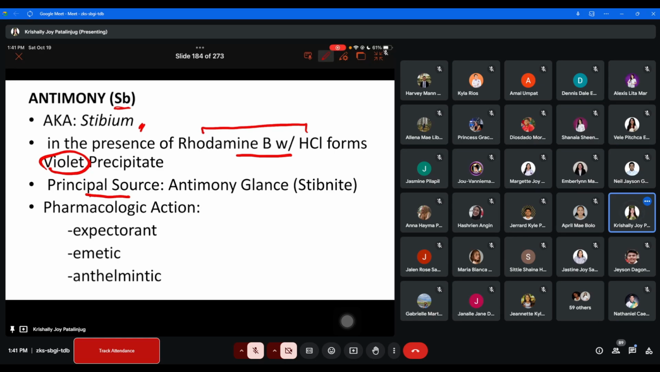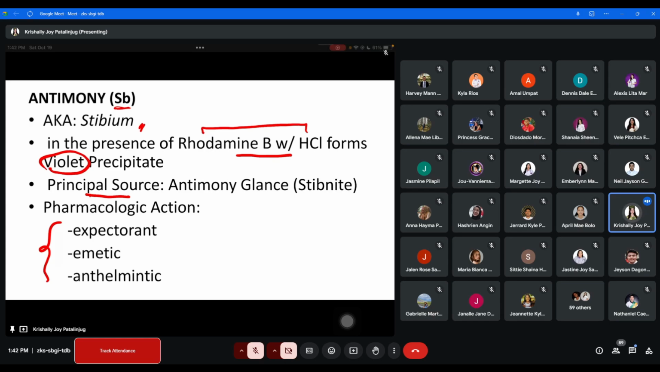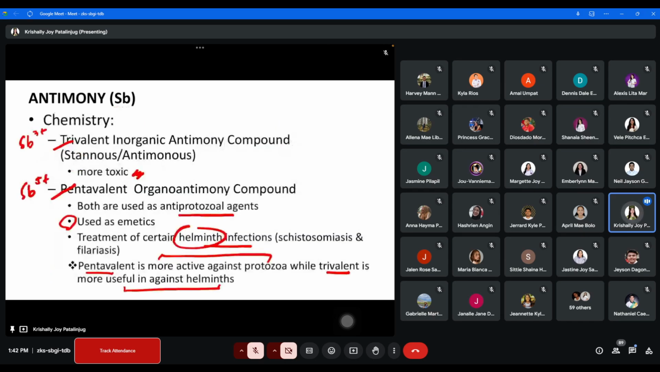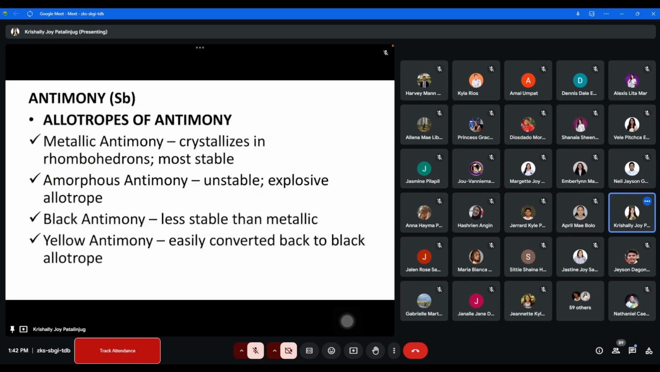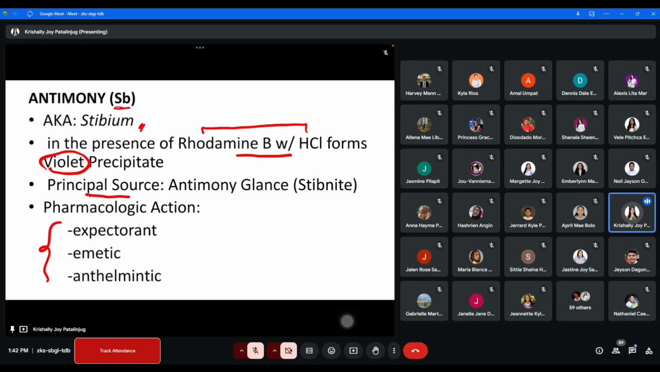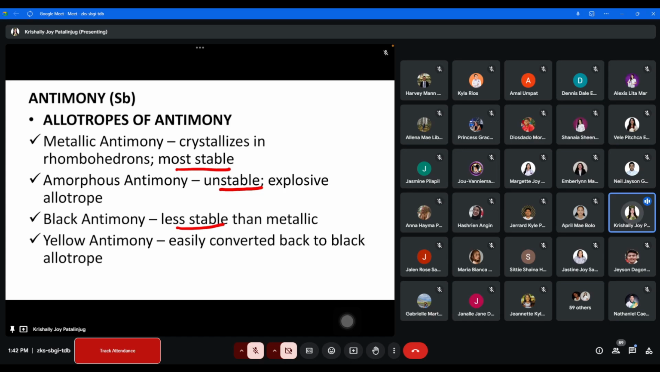For the pharmacological action ng mga antimony-containing compounds, they are used as anthelmintic, emetic, expectorant. Ito lang din yun, anthelmintic, emetic. Then for the allotropes ng antimony, kindly take note of the most stable, the unstable, the less stable, and the one that is easily converted to black allotrope. Most stable is the metallic, unstable is the amorphous. Less stable than metallic is yung black antimony.